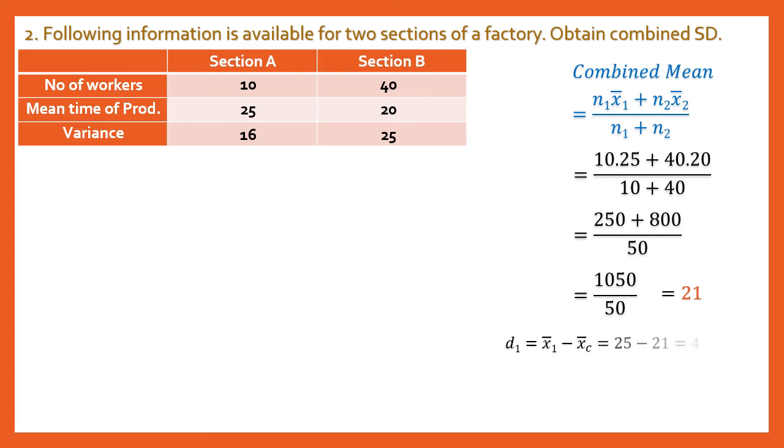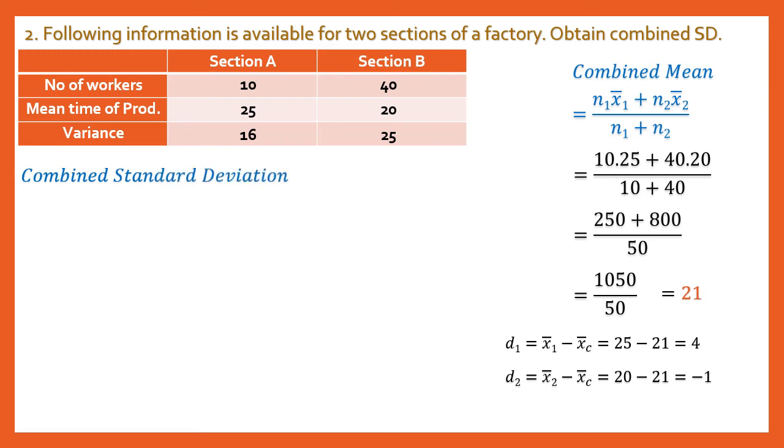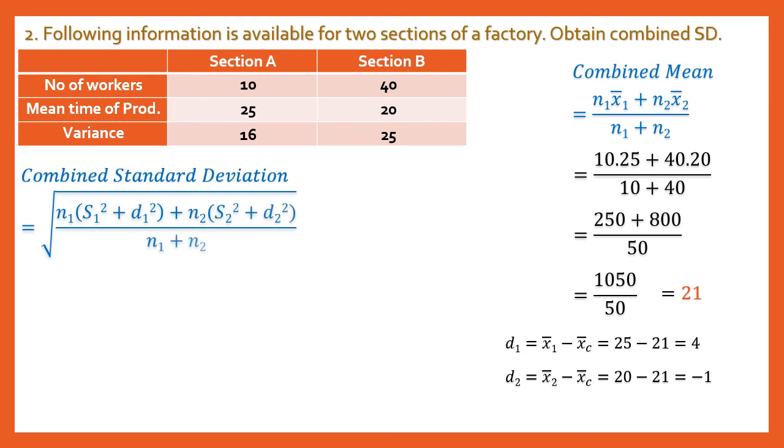So we need to calculate D1. First section A mean is 25, 25 minus 21 is 4. Section B mean is 20, so 20 minus 21 is -1. We will put all these values into our combined standard deviation formula. Let me remind you once again, in the question variance is given already. So S1 square and S2 square are given rather than just S1 and S2. So this time we will not square them, we will write them as they are.